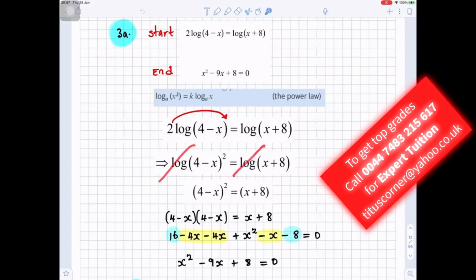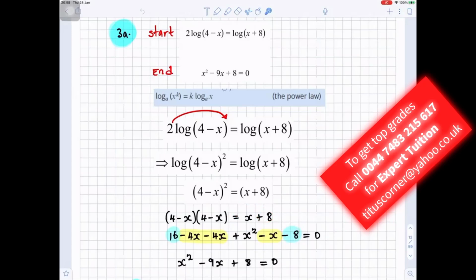We can take out the logs. We've got log on the left and log on the right, so the logs can come out. Now we're left with 4 minus x all squared equals x plus 8. 4 minus x, we write it twice and multiply it out using FOIL, first, outer, inner, last. So 4 times 4, 16. 4 times minus x, minus 4x. Minus x times 4, minus 4x. Minus x times minus x, plus x squared. And we take plus x to the left, it becomes minus x. Plus 8 to the left, it becomes minus 8. All equals 0 now.